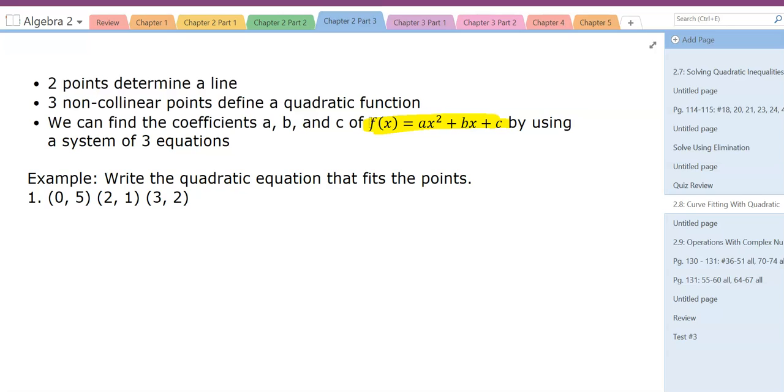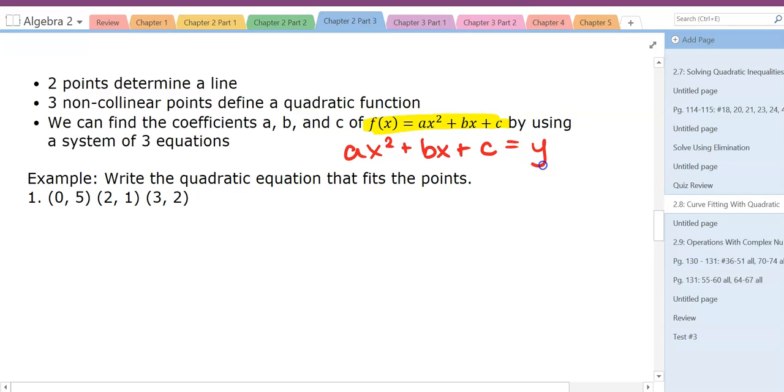So I'm given the 3 points (0, 5), (2, 1), and (3, 2). What I'm going to do is think of this equation, ax squared plus bx plus c, and instead of saying f of x at the front, I'm going to make that equal to y. Remember, f of x is the same thing as y. I'm just switching it so that it's at the back of the equation instead of the front, so that when I set this up, it's going to equal a number. Now, these coordinates are your x's and your y's.